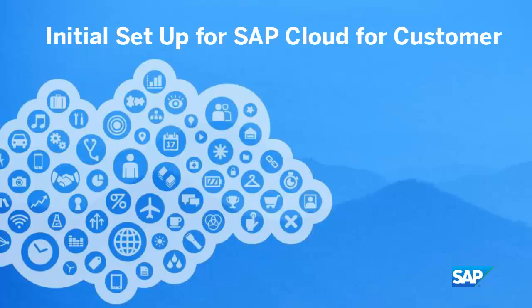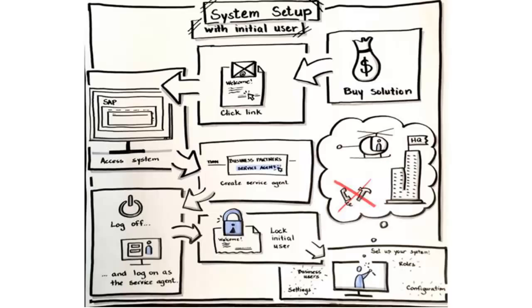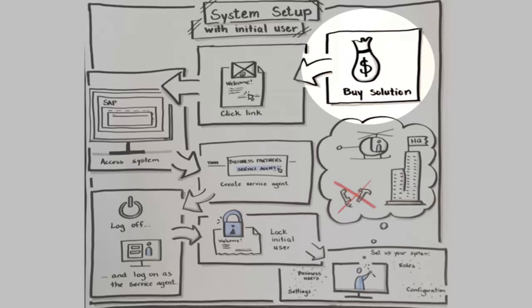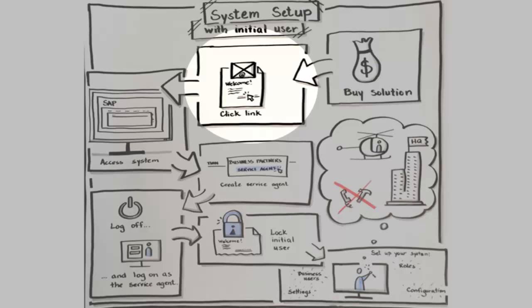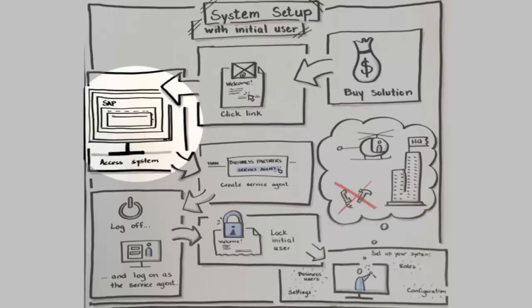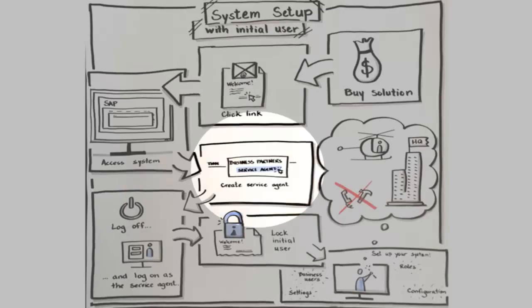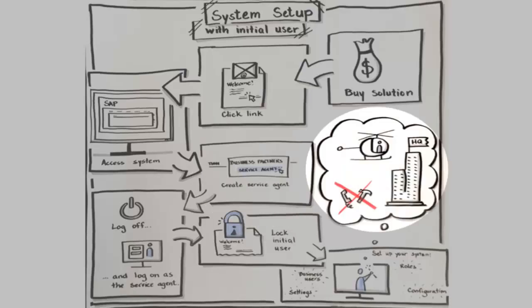In this video, we'll walk through the steps of setting up a system. Let's discuss each step in the process, then we'll look at it in the system. After you buy the SAP solution, you'll receive a welcome email with a link to access the system with an initial user. Click this link to access the system, then create a service agent with all the necessary administrative authorizations.